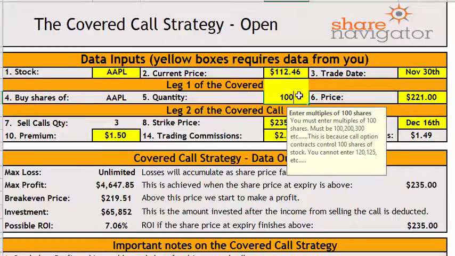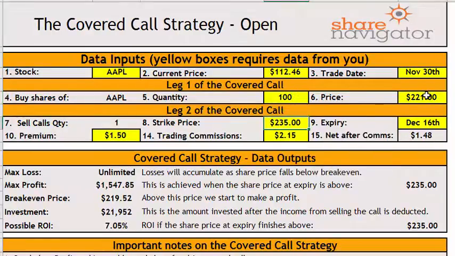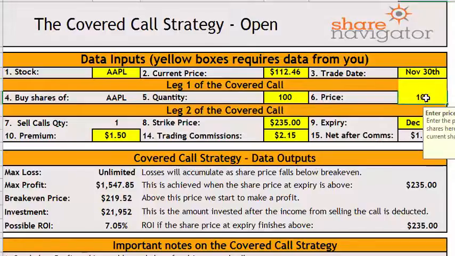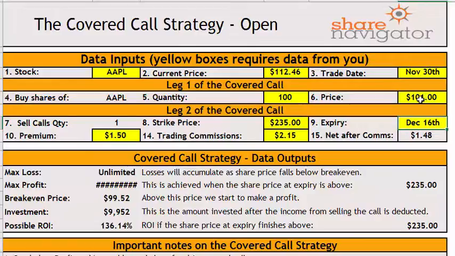So we're going to type in 100 shares here, and the price we're putting in now is the price that we actually bought the shares at, because a lot of the time when people are doing covered calls, they don't buy the stock and sell the call at the same time. They might buy the stock, let it rally a little bit, and then sell the covered call. So let's say we bought the shares of Apple when they were at $101, so we'll just put that in there. That's just the price that you actually purchased the shares at.